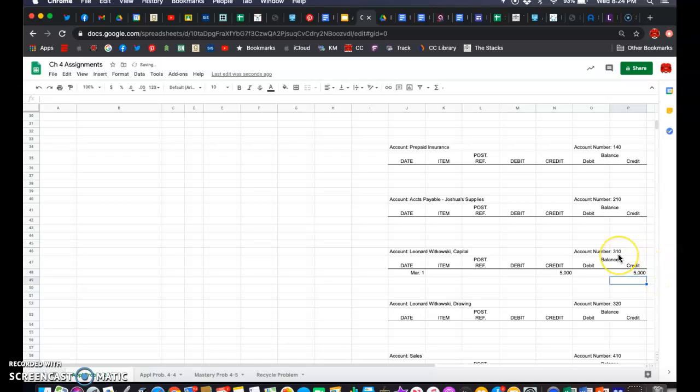Okay, the other thing, this is why you're going to need to know debits and credits. Capital has a normal balance side as a credit, and we increase capital with credits, we decrease with debits. All right, and so we're increasing our capital amount, and so that's why it's going to be a credit also. All right, and I bring over 5,000 because, like I said, it's 5,000 plus 0 is 5,000. Now here's the account number 310.